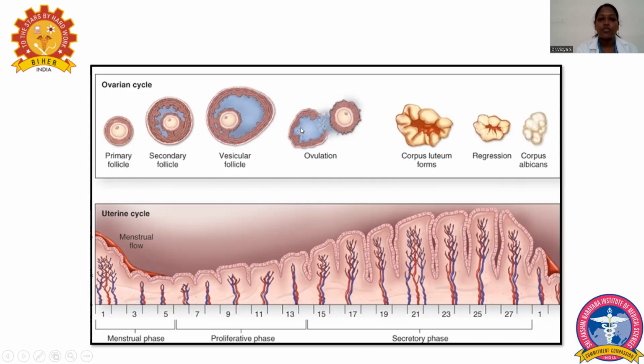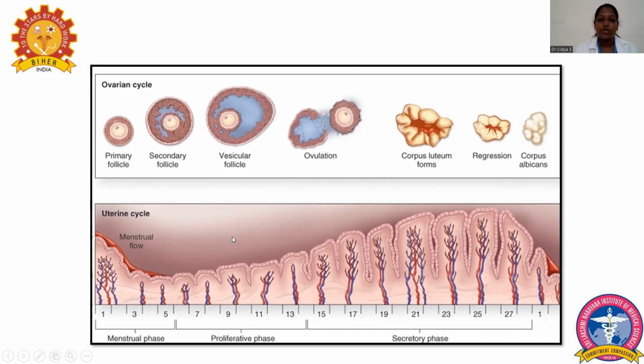Then ovulation takes place. It releases the ovum, with rupture of the follicle. Finally, it will shrink. All the follicles get enfolded and shrink as the corpus luteum forms. Finally, it regresses and becomes a scar that is called the corpus albicans. This is called the ovarian cycle.